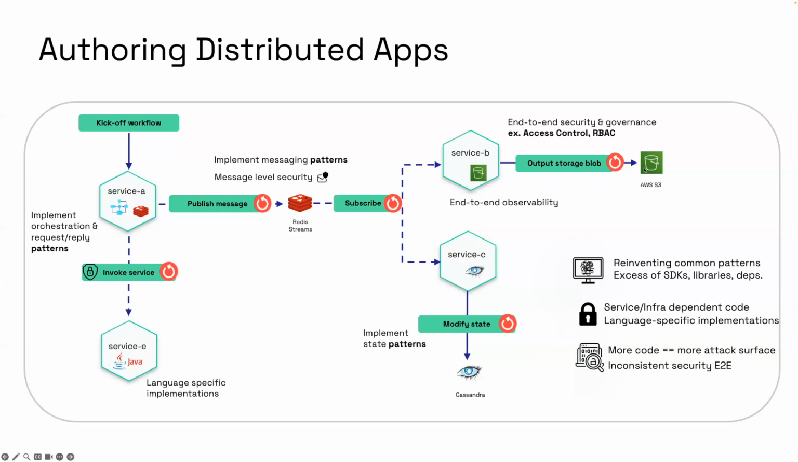And then, as I mentioned, we want to keep our applications secure, even though they are distributed and maybe running cross-platform. And more code definitely just means more attack surface. So how do you add end-to-end security and governance with things like RBAC and access control or mTLS across your applications, while keeping this cross-platform modularity and capabilities?